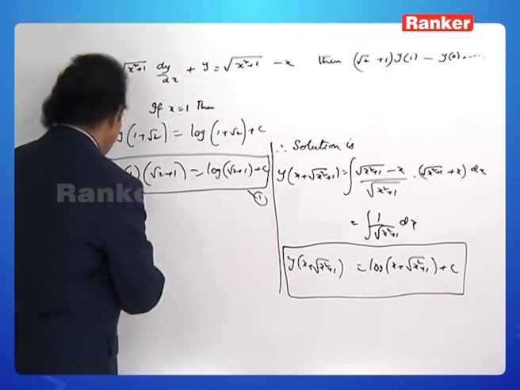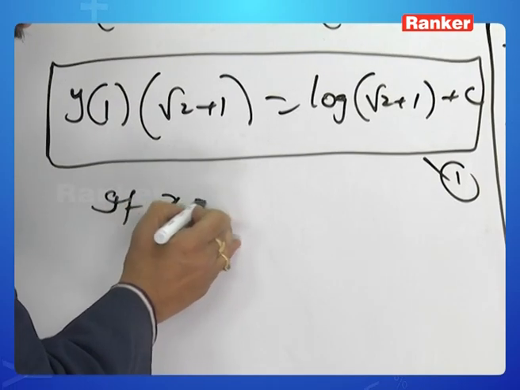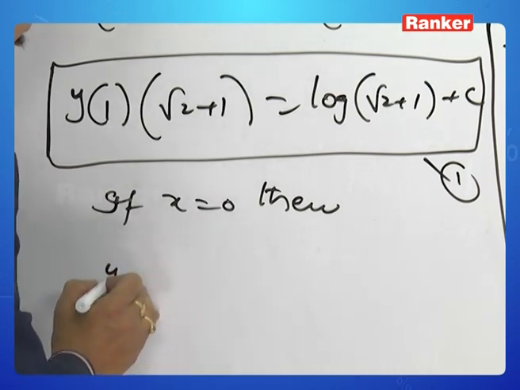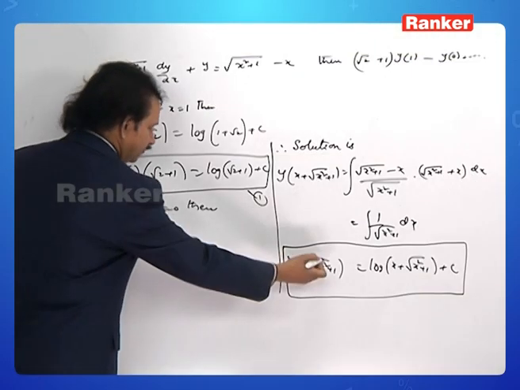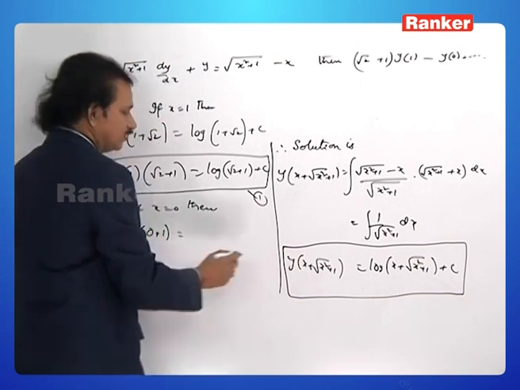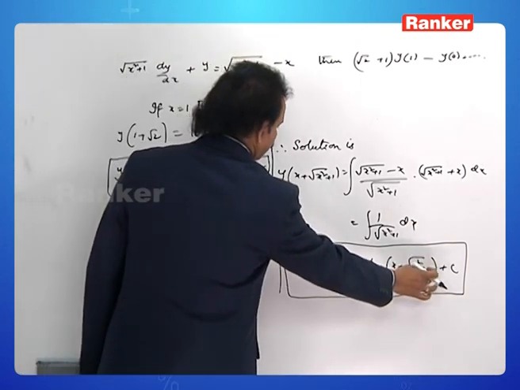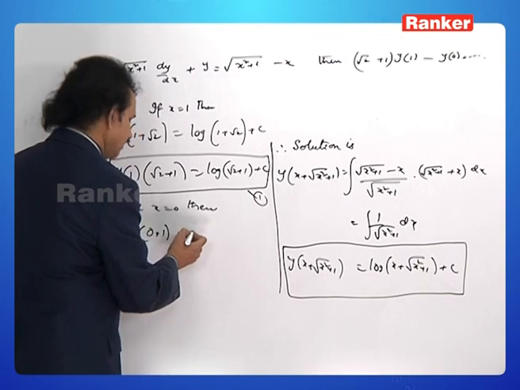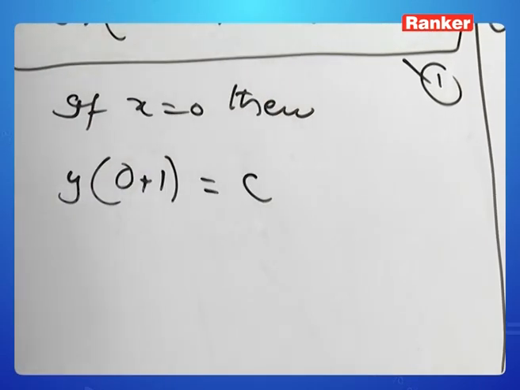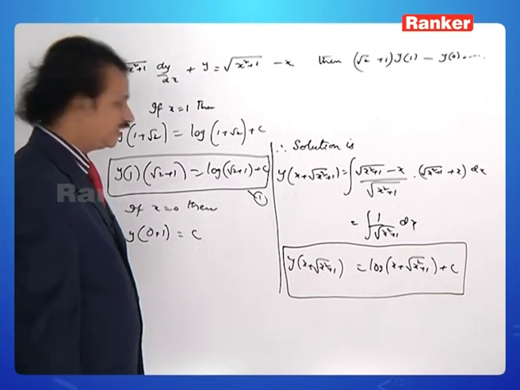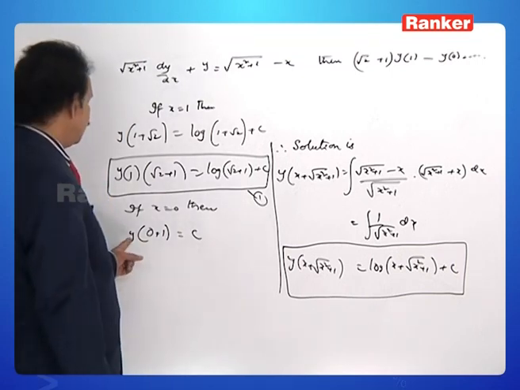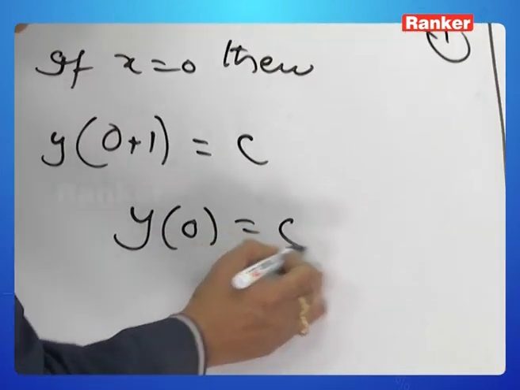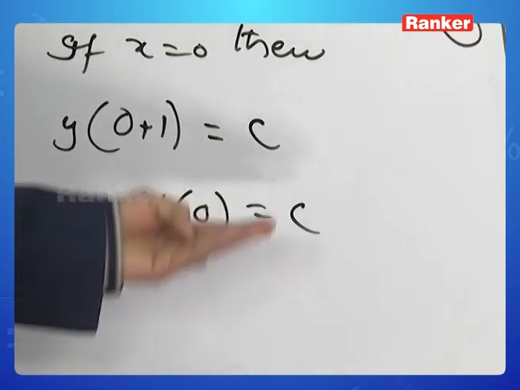Next, y at 0. What is y at 0? If x is equal to 0, then y into (0 plus root of 0 square plus 1, that is 1) is equal to log of (0 plus 1), that is log 1, which is 0. 0 plus c is c. So y into (0 plus 1) is nothing but y. Therefore, y at 0 is equal to c.